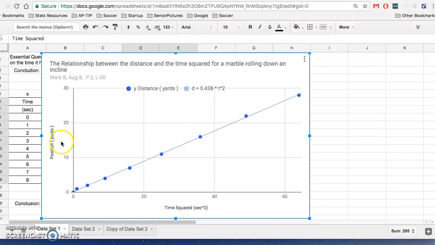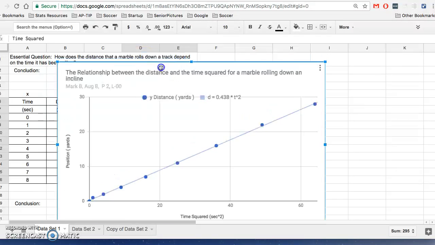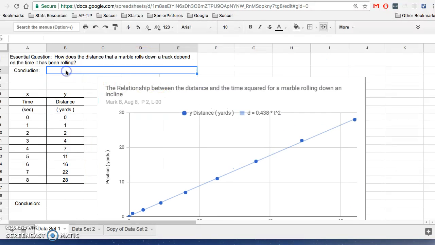We have found that the position, distance, equals 0.438 times the time squared. Now, if you tell me the time, I can plug it in my equation and I can tell you the distance. Or if you tell me the distance, I can solve for the time. That is what we're after. That's the relationship. And so finally, to finish the conclusion, right here, I can say that the distance is proportional to, and then whatever I graphed on my x-axis to get my line straight. So the time squared. And there we go.